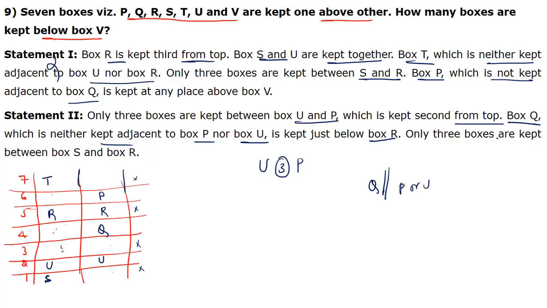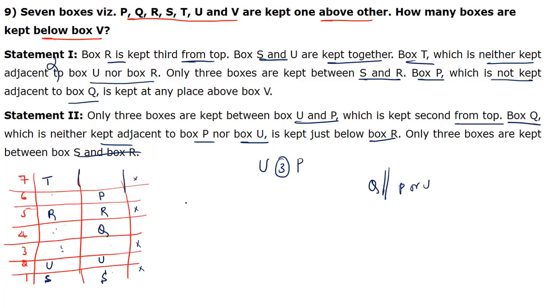The next one is only three boxes are kept between S and R. So between S and R, there is a gap of only three boxes. R is here, 1, 2. We cannot go above because there are only two boxes. R is here, 1, 2, 3. S has to be at this particular place.